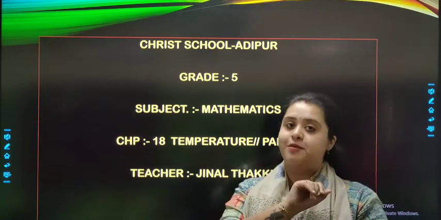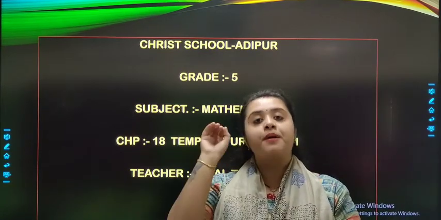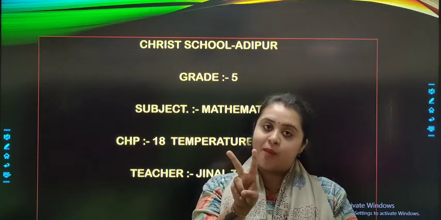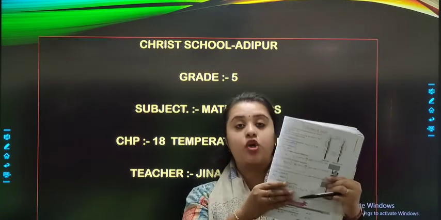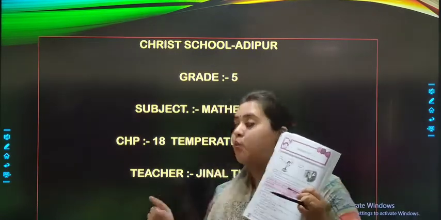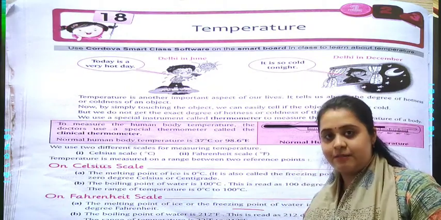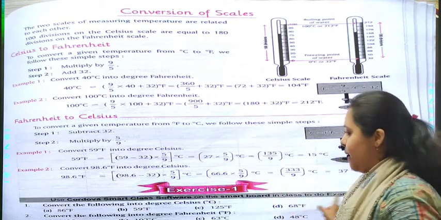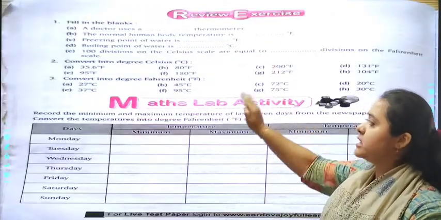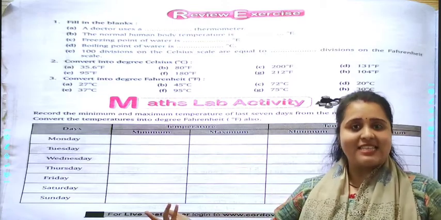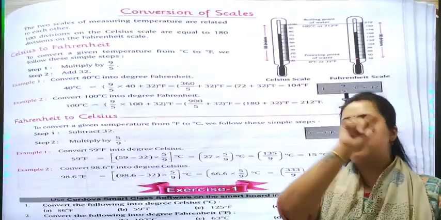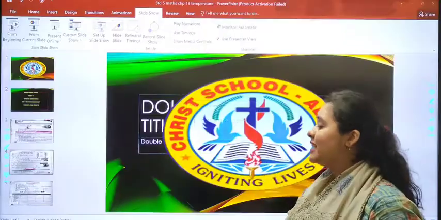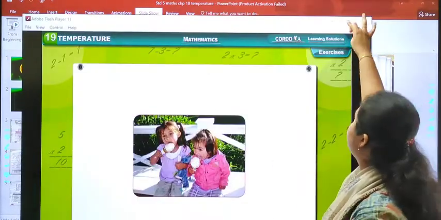Students, in this whole chapter, you are supposed to remember only two formulas. And the whole chapter is based on two formulas. When you open your textbook, you can see on page number 136, the chapter starts. 137 only one exercise is there, and on 138 review exercise is there. That's it. You are supposed to remember only two formulas. Okay? Relax students, this is a very easy chapter. So let us understand with the video.